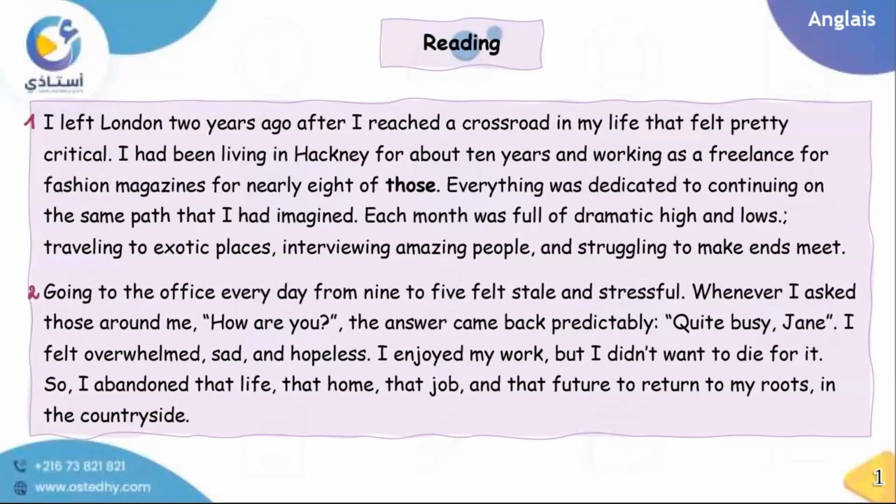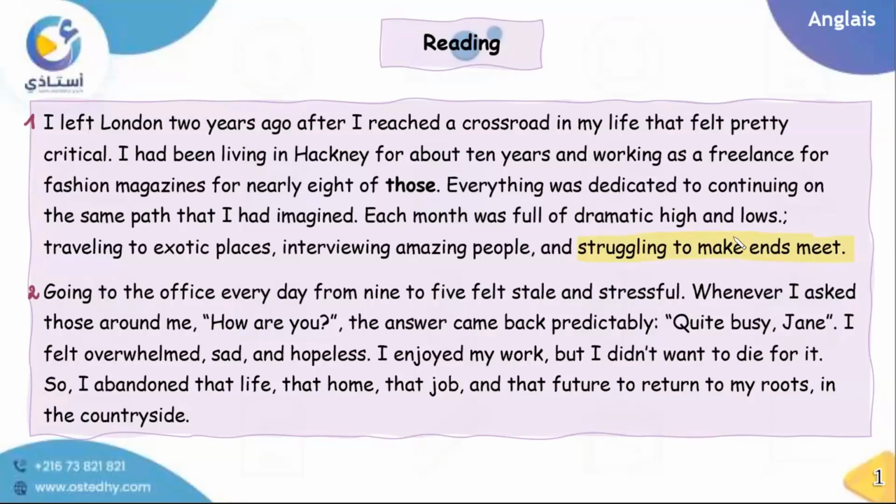Let me reread paragraph 1. I left London 2 years ago after I reached a crossroad in my life that felt pretty critical. I had been living in Hackney for about 10 years and working as a freelance for fashion magazines for nearly 8 of those. Everything was dedicated to continuing on the same path that I had imagined. Each month was full of dramatic highs and lows, traveling to exotic places, interviewing amazing people, and struggling to make ends meet. So yes, it's here, struggling to make ends meet.